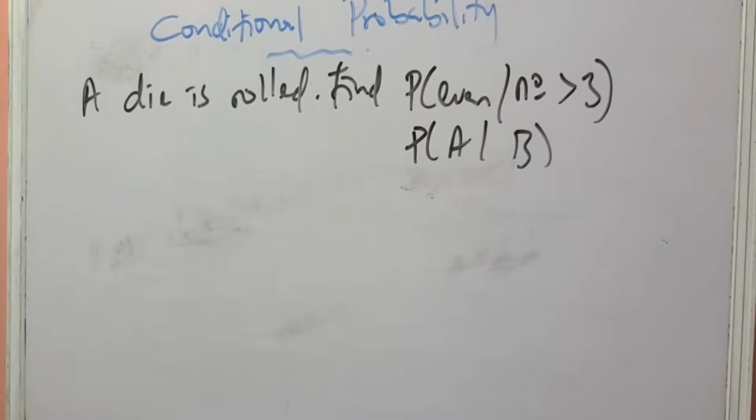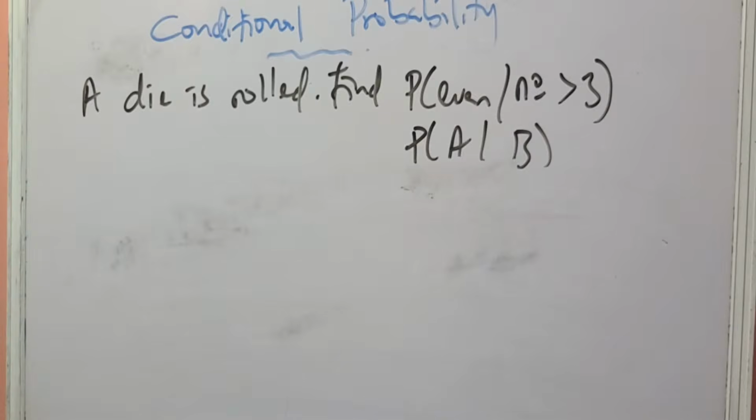Somebody said 1/3. Okay, Enoch said 1/3. Can I get like 1 or 2 more responses? A die is rolled. Find the probability of even given number greater than 3. Okay, now, just because this is the starting point, I would help you with this. Somebody said 1/3 also. Let's see.